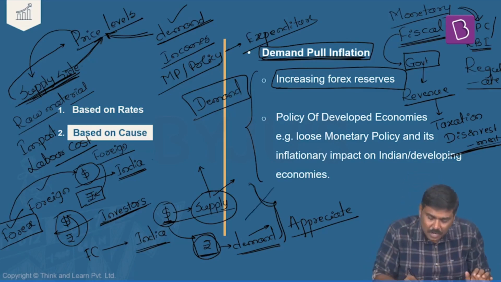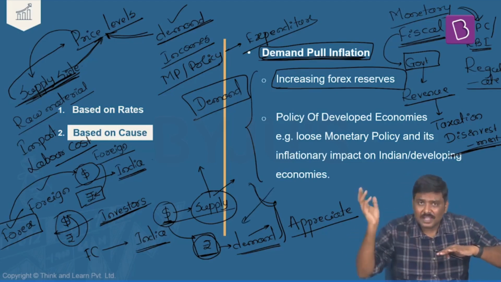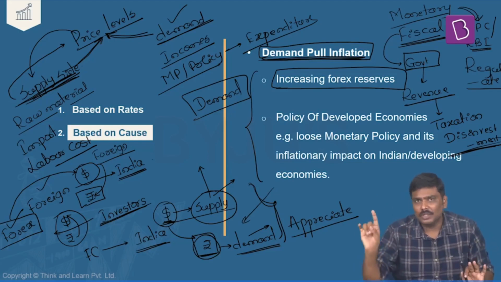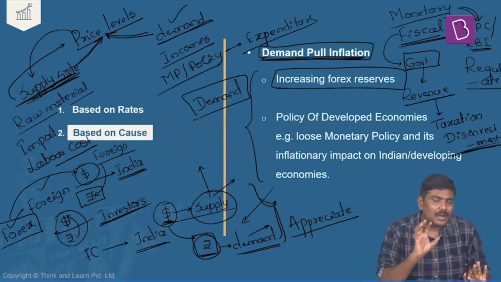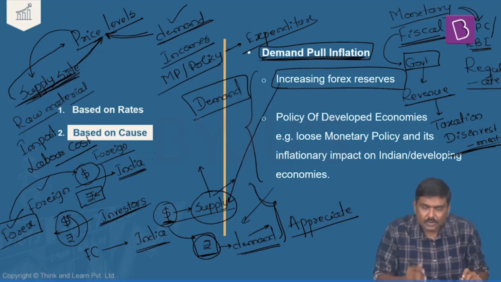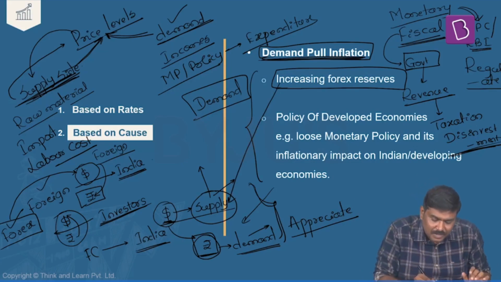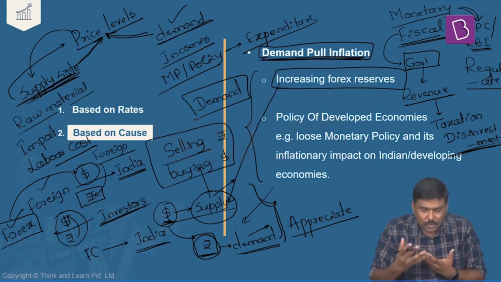RBI does not allow this to continue without any control because this spike in the appreciation will have certain impact on the overall economy. So what RBI does in this situation is very simple. RBI will go to this market or intervene in this forex market and start selling rupees. Is it okay? Start selling rupees and buying dollars. I have to understand the logic here. Why is RBI doing this?